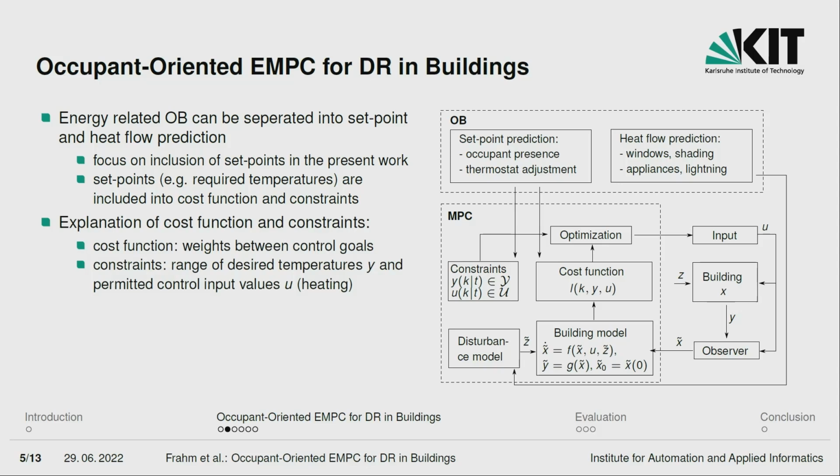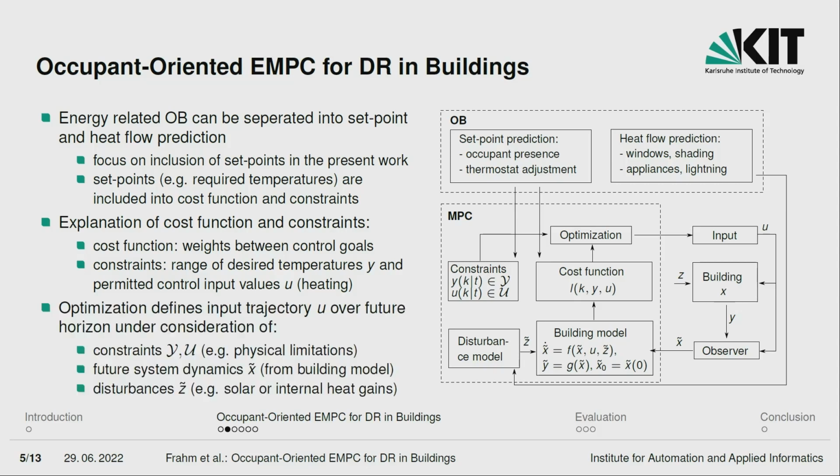The cost function weights between controllables, in our case demand response and occupants' thermal satisfaction. The constraints define a range of permitted input and output variables, in our case the desired temperature range and the permitted control input values, so the heating capacity. The optimization defines the optimal input trajectory over a future horizon, which considers constraints, cost function, and also future system dynamics, which result from a building model, and the disturbances can be internal or external heat gains.